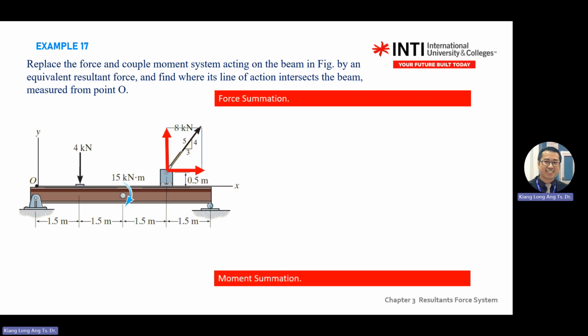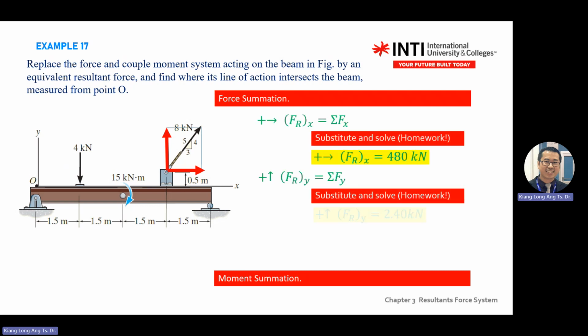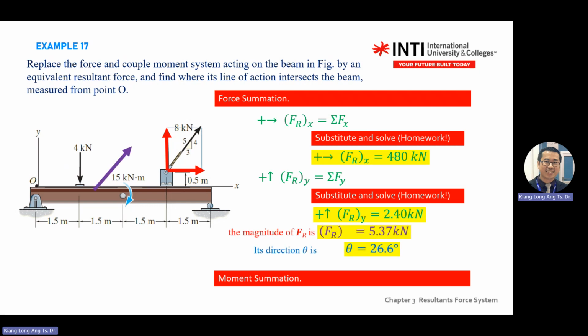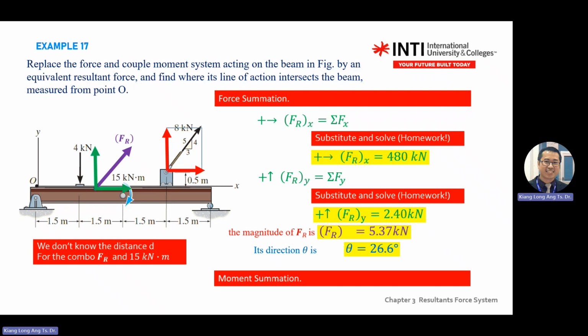You split the forces in two directions, combine them into a resultant, find the magnitude, find the direction. The steps are standard already. You do this step, after that you do this one, then this one. Standard already. Okay.